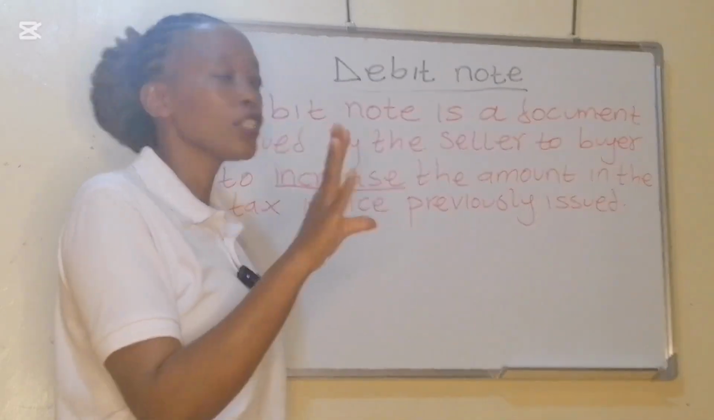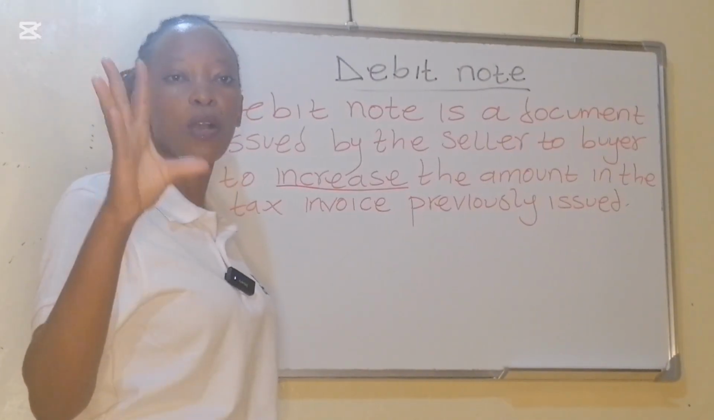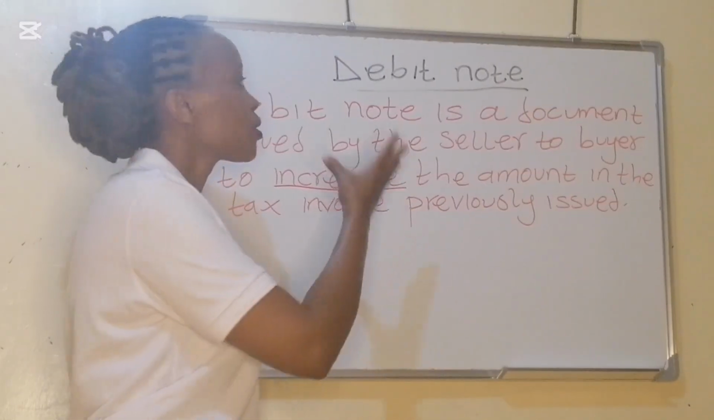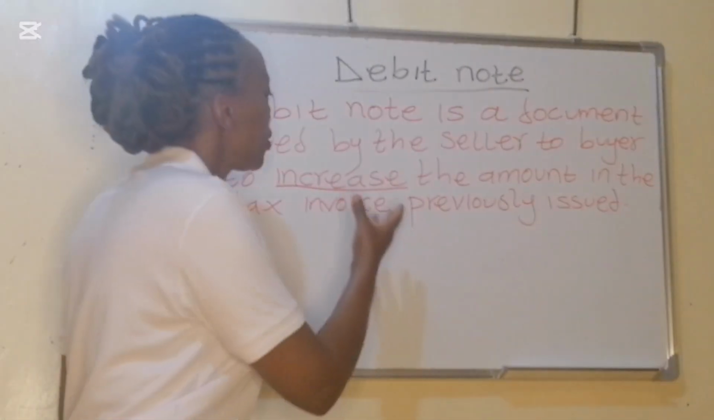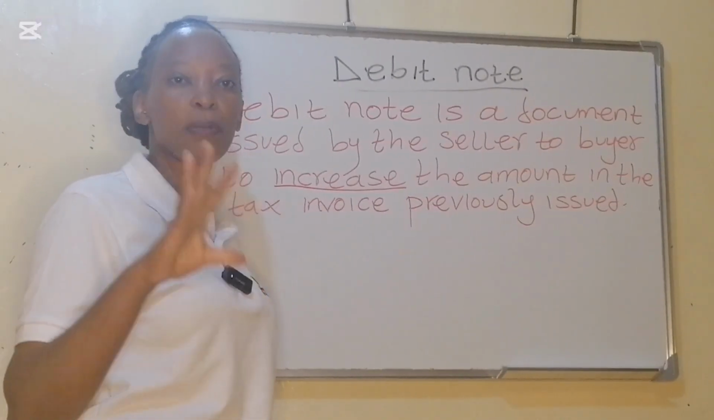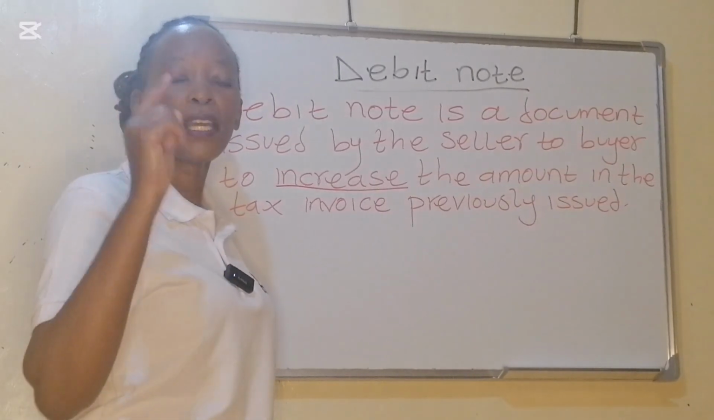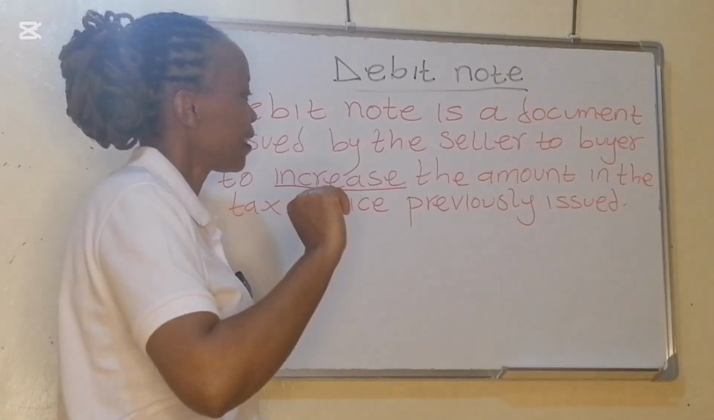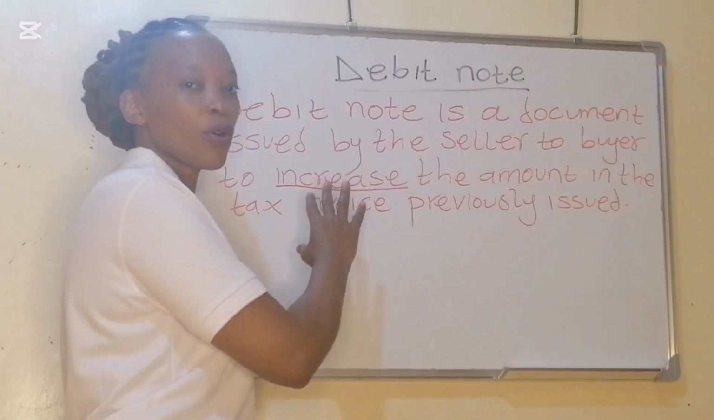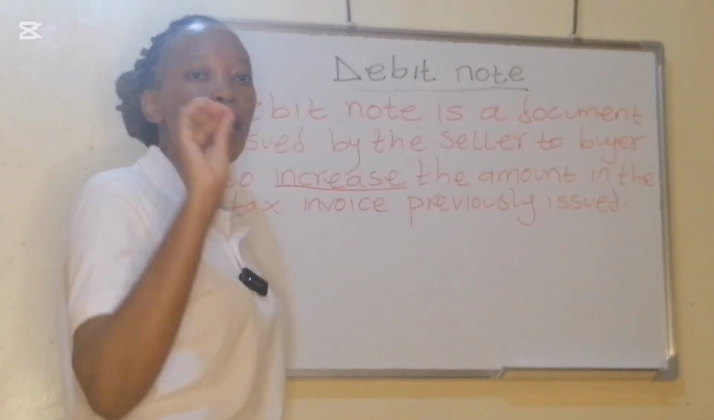You are going to either issue a debit note or a credit note. It depends on what you want. What is your goal? If your goal is to increase the amount in the tax invoice, you use a debit note. If your goal is to reduce the amount in the tax invoice, you are going to use the credit note. I hope you are with me up to that point. Okay? What is your goal? The keyword is increase here. Debit note. However you arrange your words, the word increase must appear there.